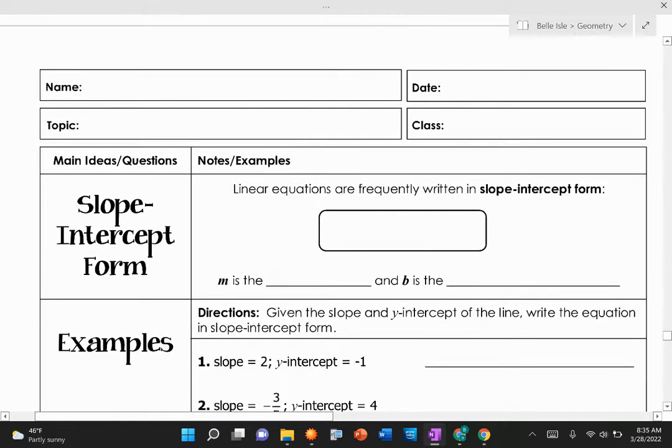All right, guys. So today we're going to go over slope intercept form and standard form for finding slope. Please make sure that you follow along carefully, take good notes. This shouldn't be too hard for you today.